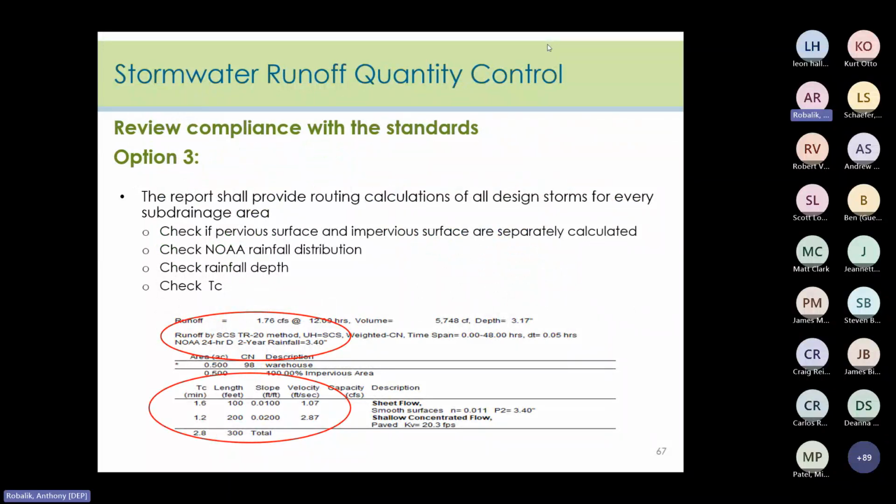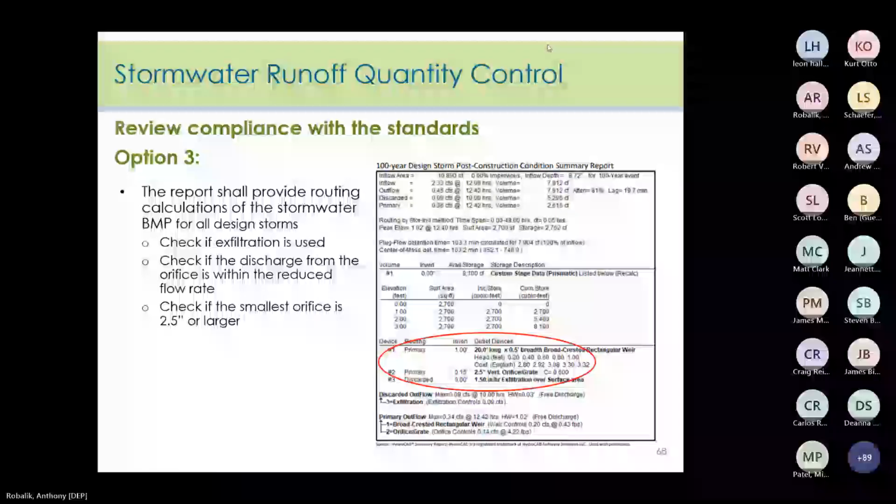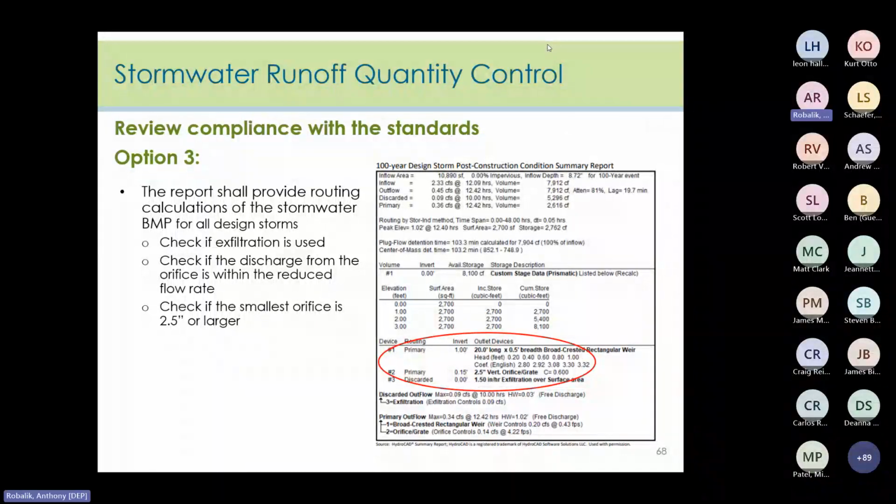So as we mentioned earlier, the report shall provide routing calculations for all design storms for every sub-drainage area. The reviewer should check that the pervious and impervious surfaces are separately calculated, check the NOAA rainfall distribution, and check the runoff depths. So the report shall provide routing calculations for all design storms and for each sub-drainage area.